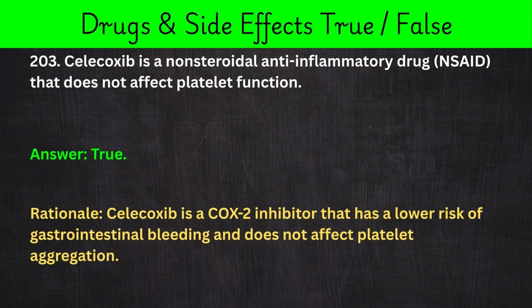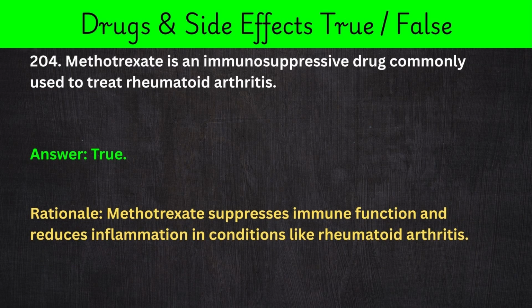203. Celecoxib is a nonsteroidal anti-inflammatory drug, NSAID, that does not affect platelet function. Answer: true. Rationale: celecoxib is a COX-2 inhibitor that has a lower risk of gastrointestinal bleeding and does not affect platelet aggregation. 204. Methotrexate is an immunosuppressive drug commonly used to treat rheumatoid arthritis.